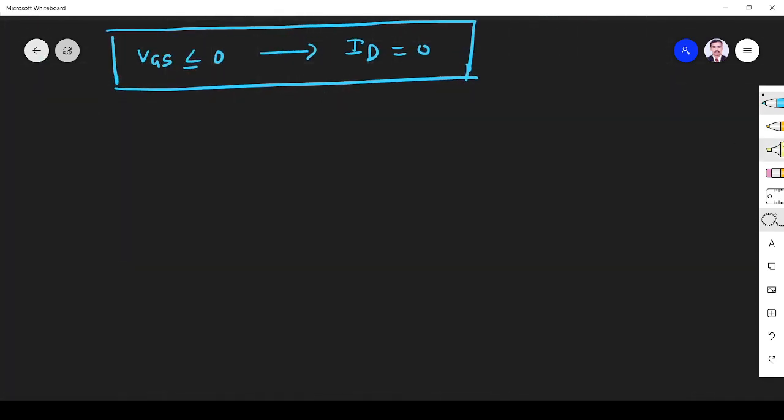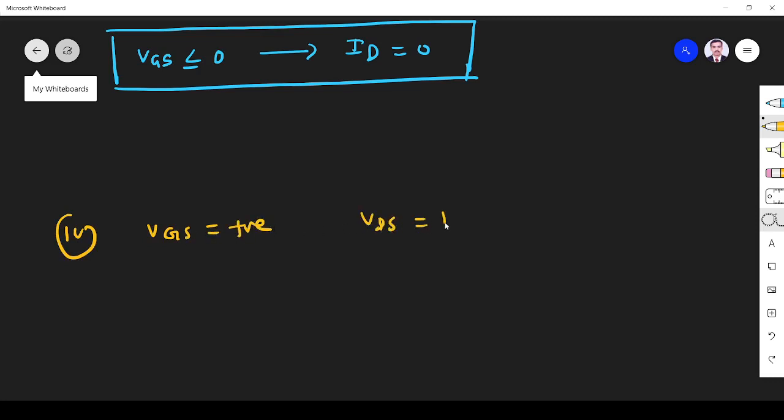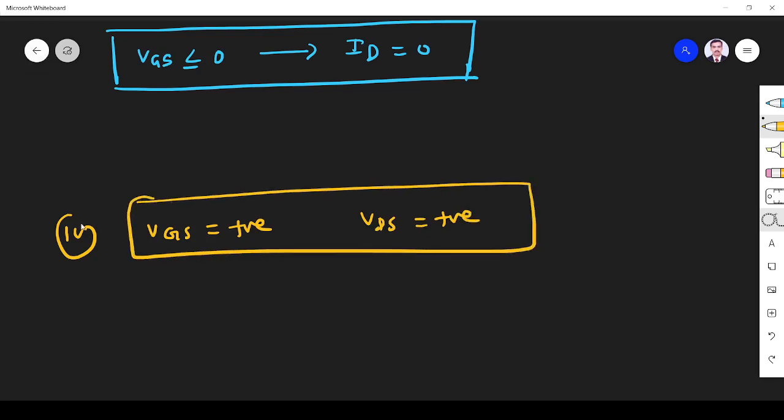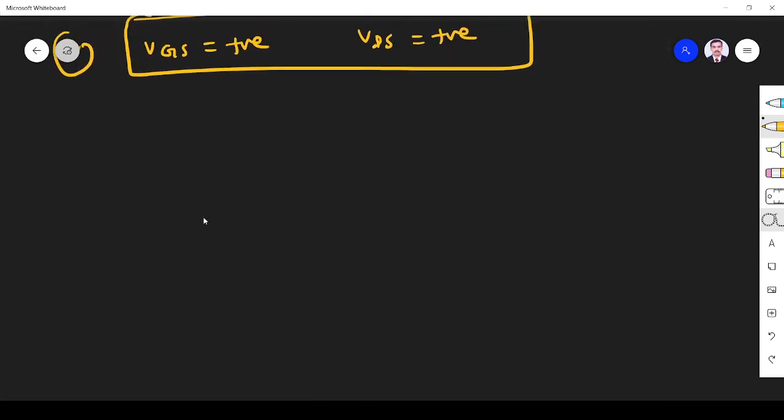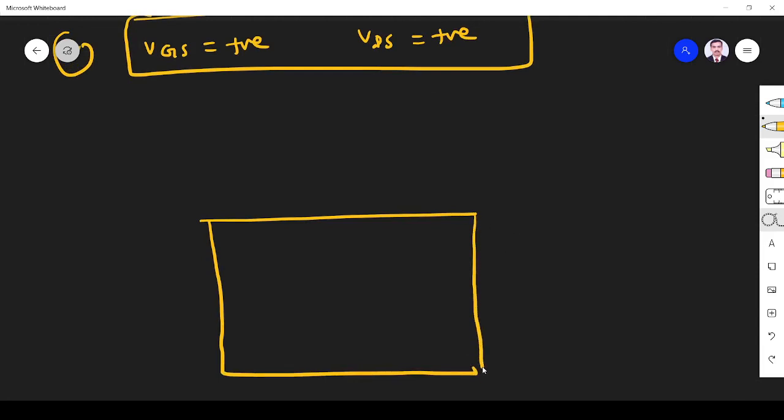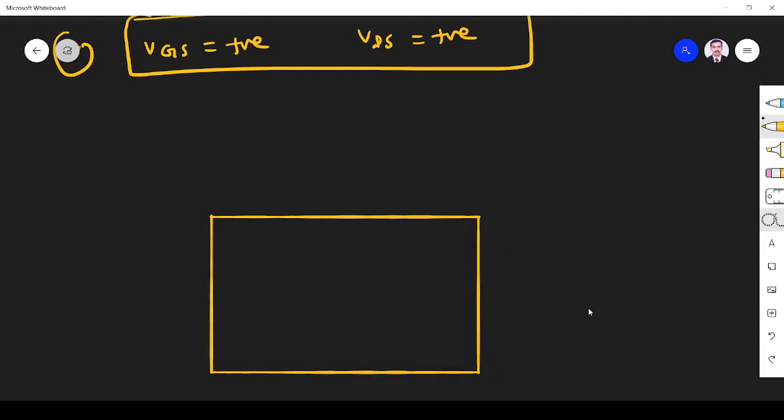Now we will come to case 4. In case 4, VGS is positive and VDS is also positive. Under this condition, let us see what will happen. This is a beautiful thing. VDS is positive. So here N-plus, here N-plus, P-type substrate.